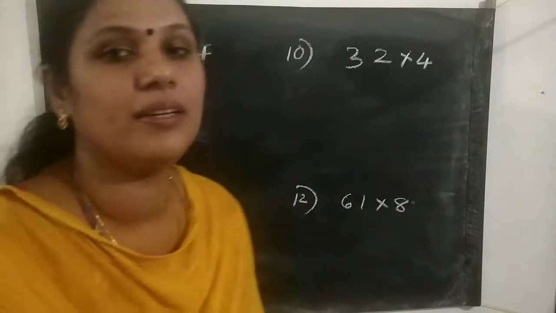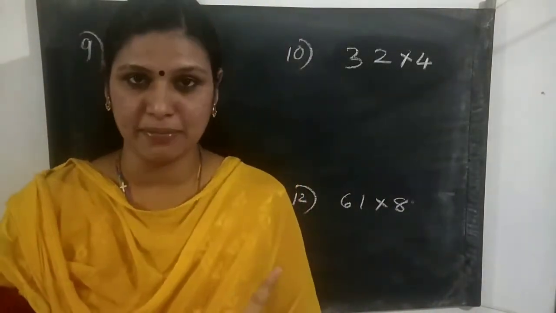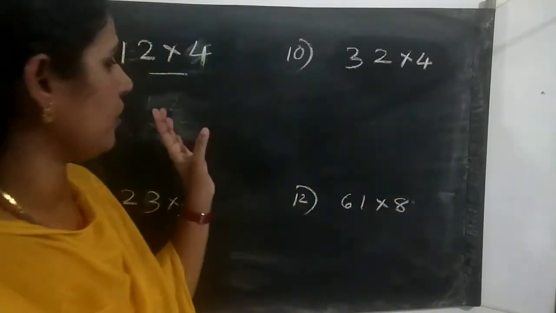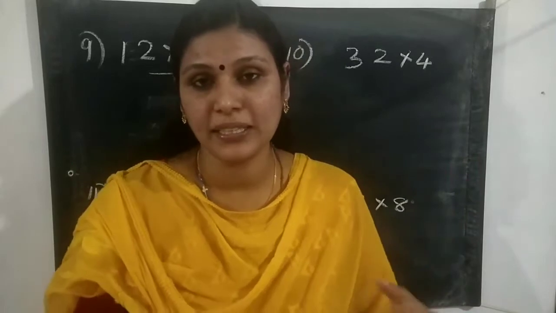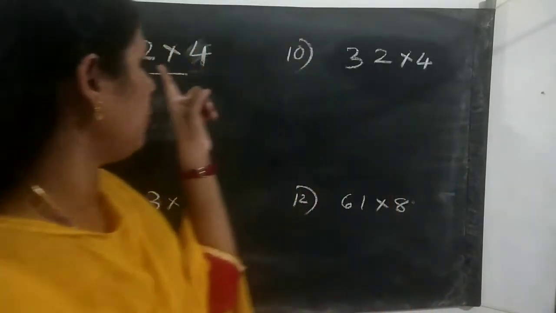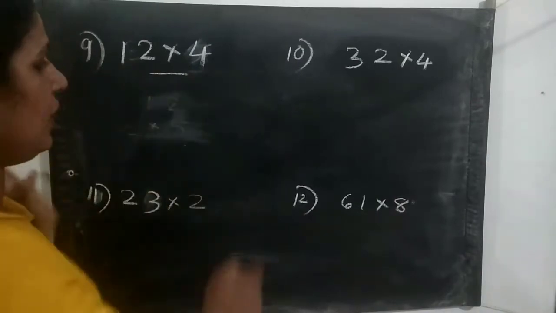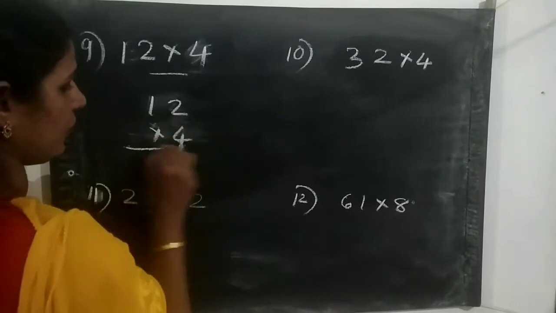Okay, children, now we studied how to multiply one digit numbers. Next week we are going to study the multiplication of two digit numbers. One digit number means 7 into 8, 3 into 4, 9 into 6, like that we studied. Now here the two digit number, that is 12 into 4. First we write the number 12 into 4.